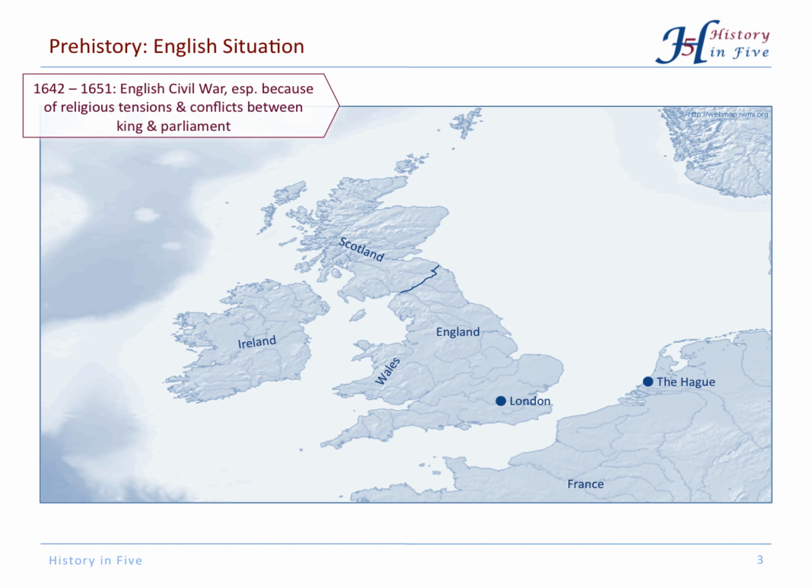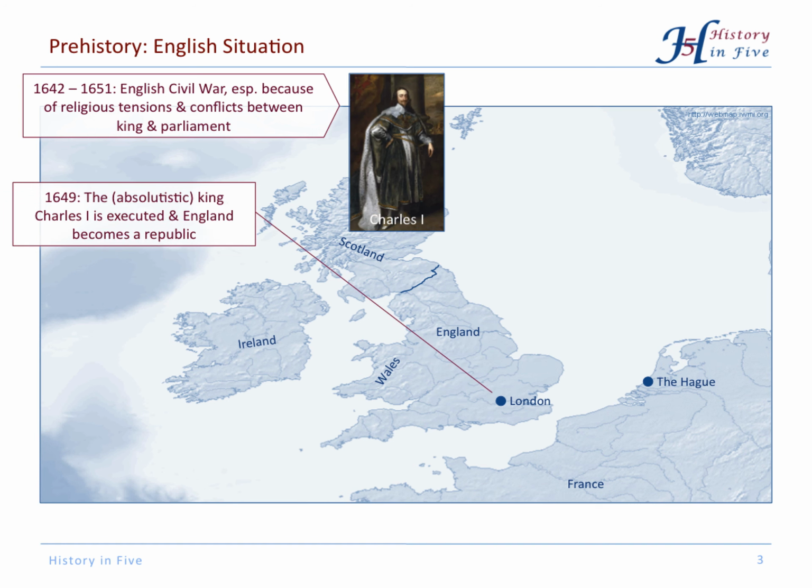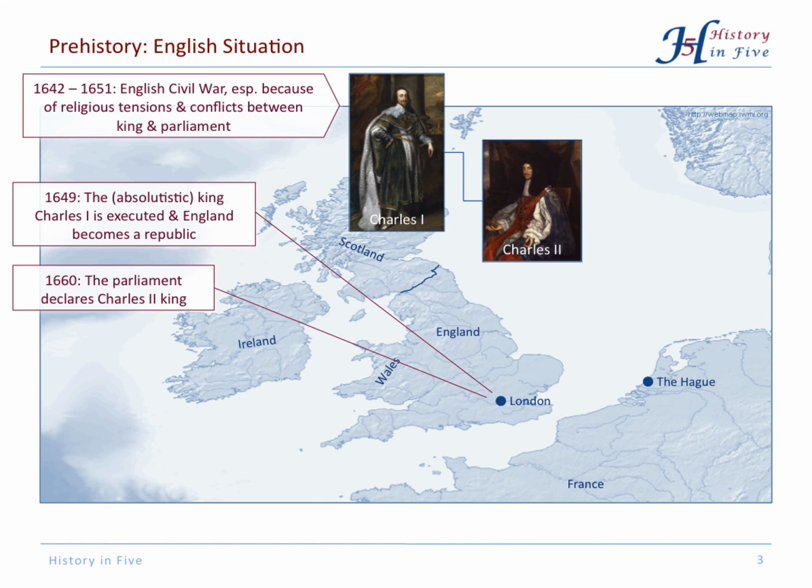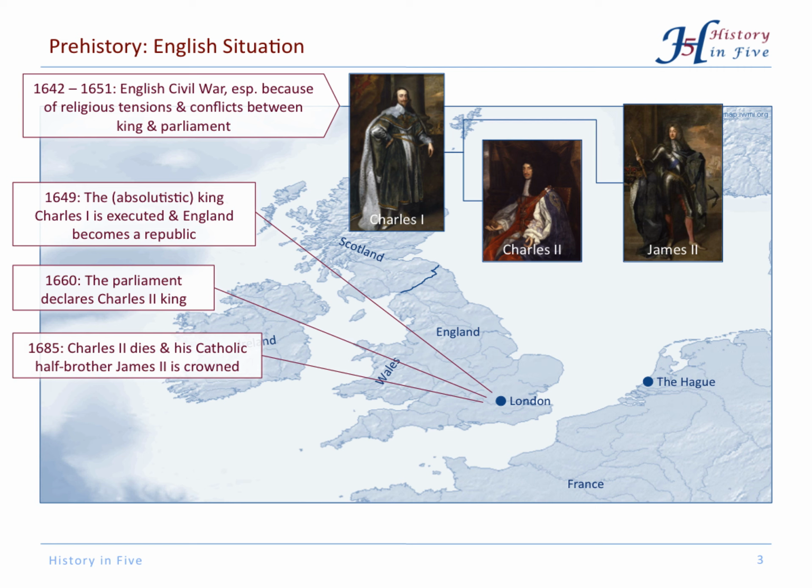It's not too long ago we had the English Civil War, and that was fought mainly because of religious tensions and conflicts between king and parliament. Charles I was executed and England became a republic during the Civil War. Then, in 1660, the Parliament invited Charles II, the son of Charles I, back to England, and now we have again a constitutional monarchy. Charles died and his half-brother, James, ascended to the throne.